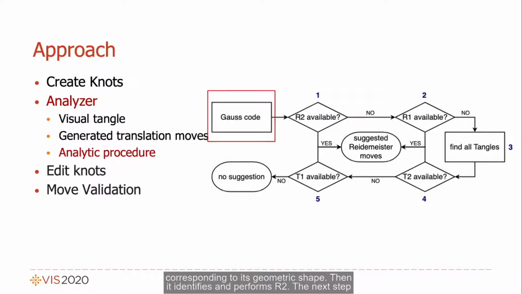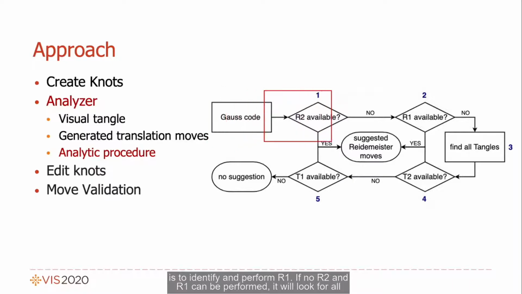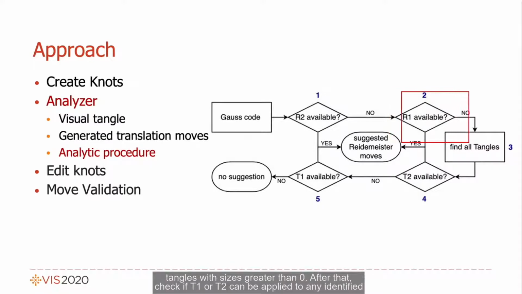Then it identifies and performs R2. The next step is to identify and perform R1. If no R2 and R1 can be performed, it will look for all tangles with sizes greater than 0. After that, check if T1 or T2 can be applied to any identified tangles.